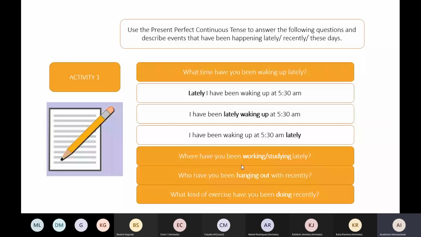Okay, amigos, familia, etc. What kind of exercise have you been doing recently?